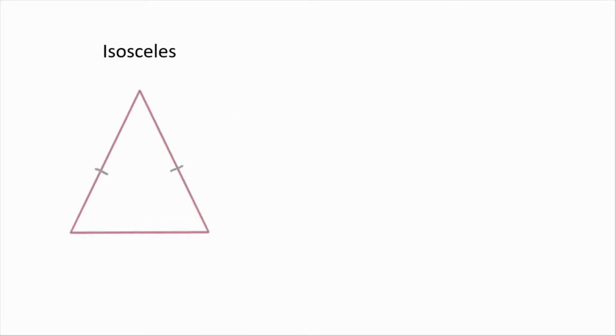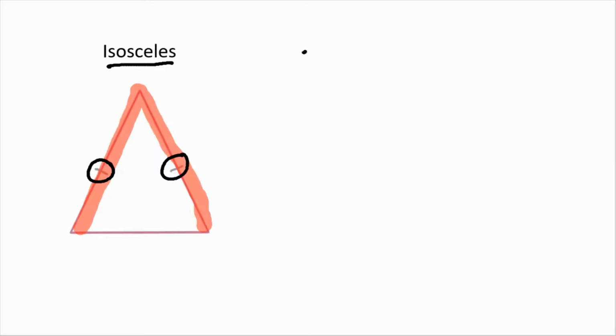Our second sort of triangle is what we call isosceles. Now, these little symbols here say that the two sides on which they are, this one and this one, are equal. So the first property of isosceles triangles is that two sides are equal in length.